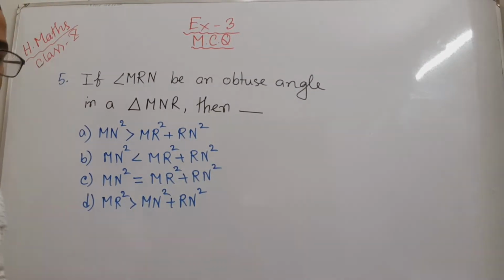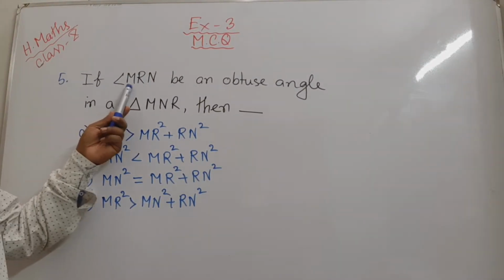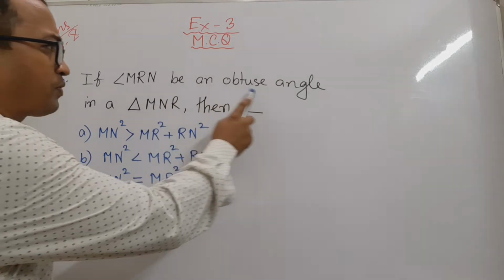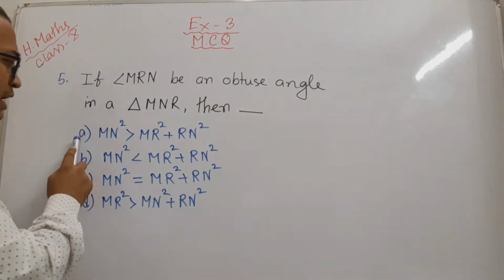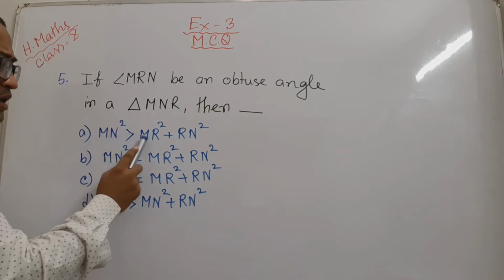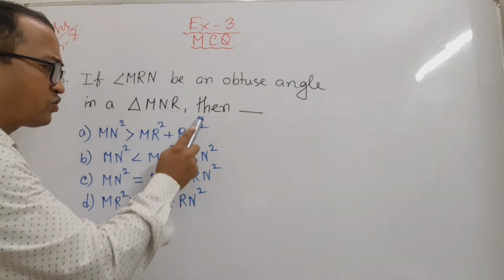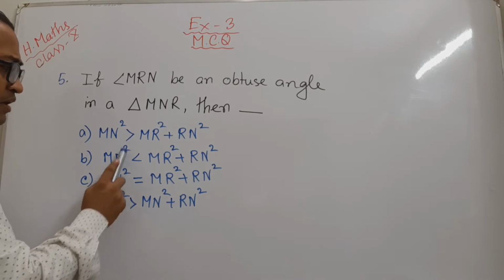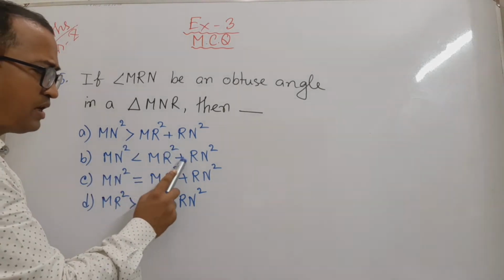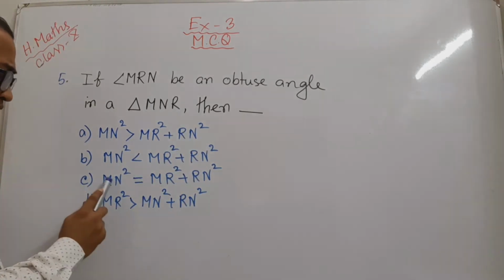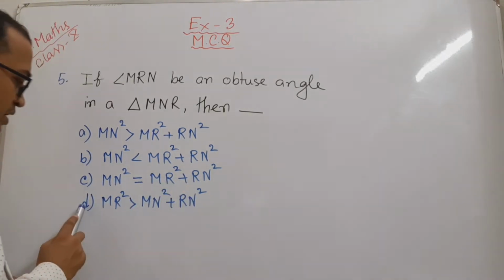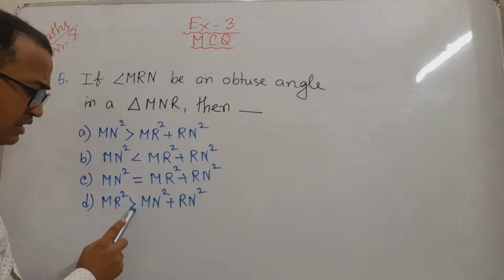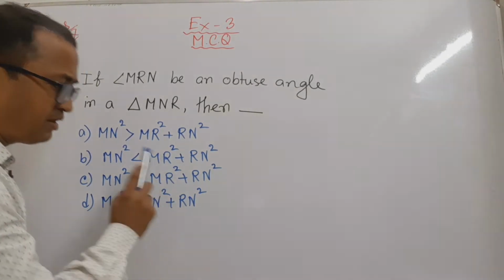Question number 5. If angle MRN is an obtuse angle in a triangle MNR, then A, MN square is greater than MR square plus RN square. B, MN square is less than MR square plus RN square. C, MN square is equal to MR square plus RN square. D, MR square is greater than MN square plus RN square.